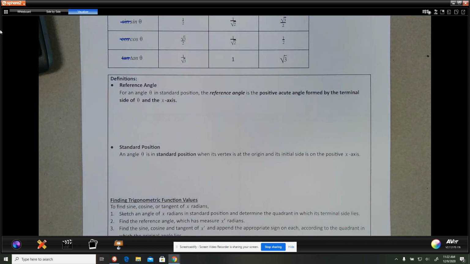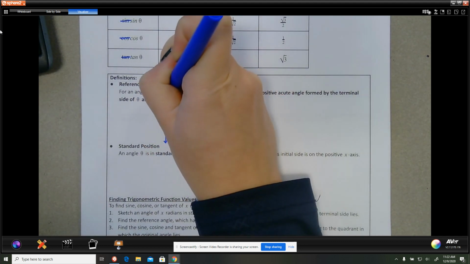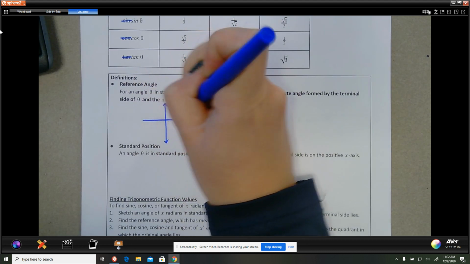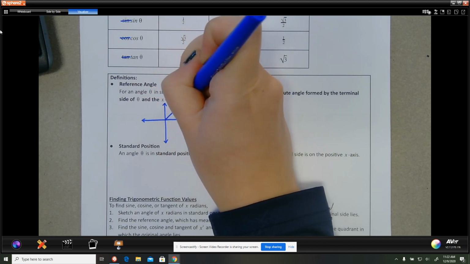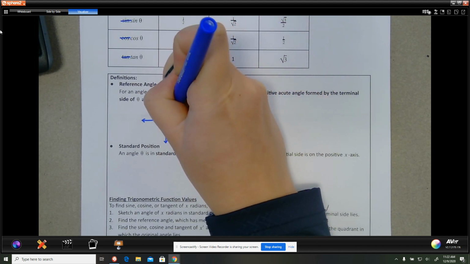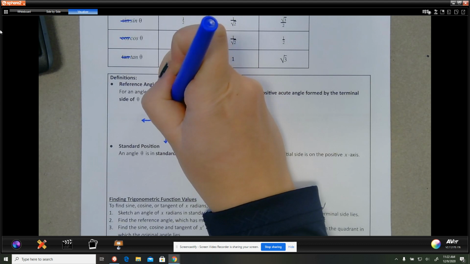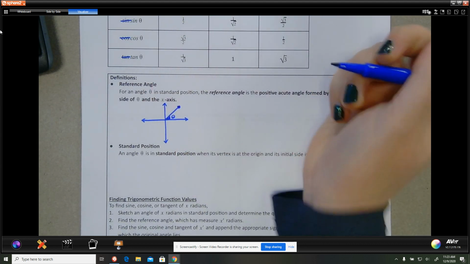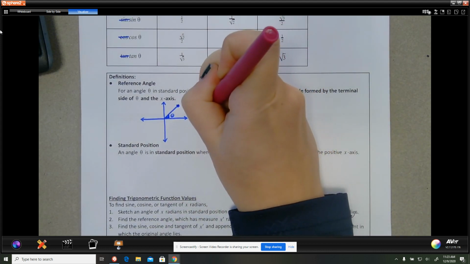And then we talked about reference angles. So for an angle, theta, in standard position, the reference angle is the positive acute angle formed by the terminal side of theta and the x-axis. So we haven't explicitly talked about this yet. I've kind of alluded to it, but let's just look at an angle theta. I'll put a point here. We've got this angle theta in the first quadrant. Then our reference angle is also this angle right here. It's always acute, okay? But this changes as I move around the unit circle.